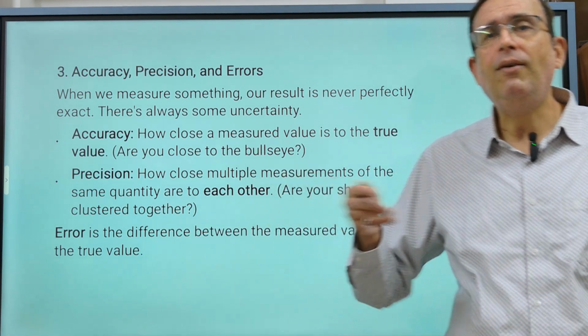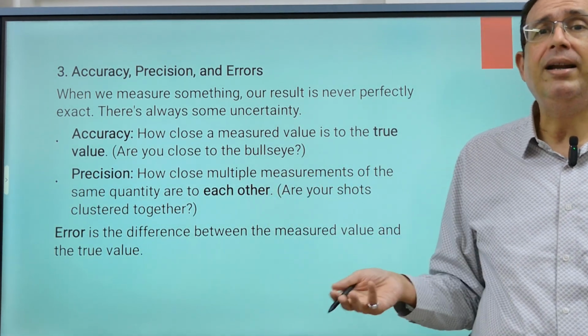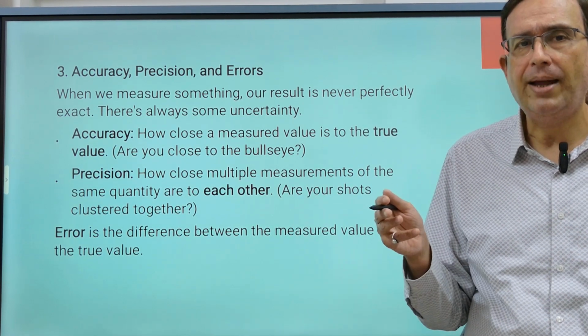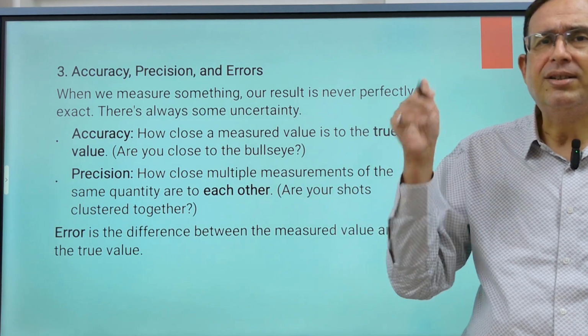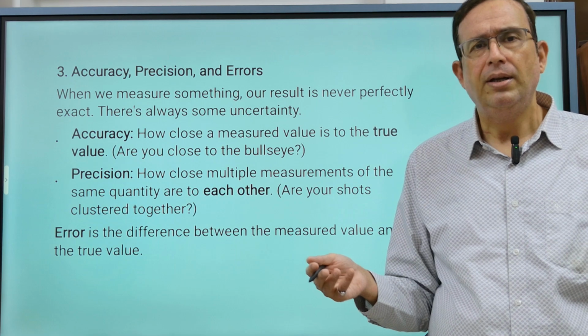So let us say you are firing shots at the bullseye, and you are firing a number of shots. How are those shots clustered towards the bullseye? Are they spread far apart, or are they just clustered around the bullseye? That would tell you the precision of your measurement.